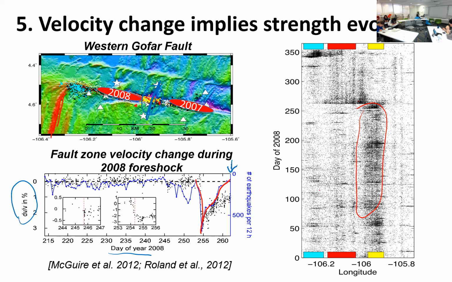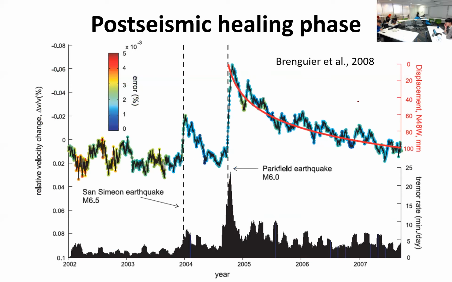So that's just one of the speculations being raised for explaining the temporal changes in velocity structure. We can also look at velocity change with time corresponding to the post-seismic healing phase. So we always talk about that when you have an earthquake rupture and afterward the fault will try to heal, regain strength towards the next rupture.